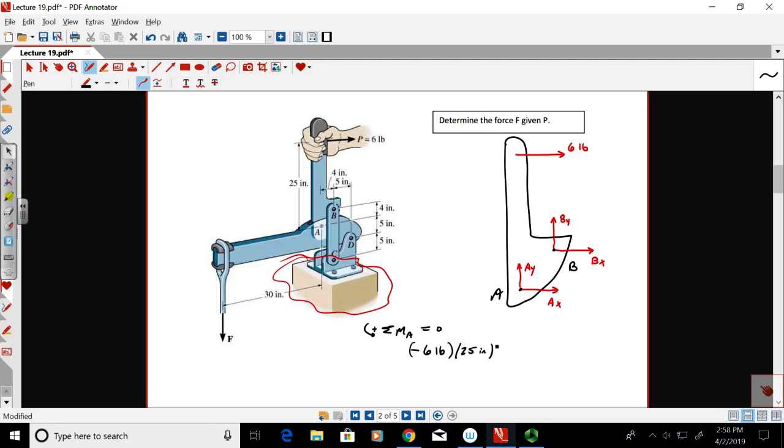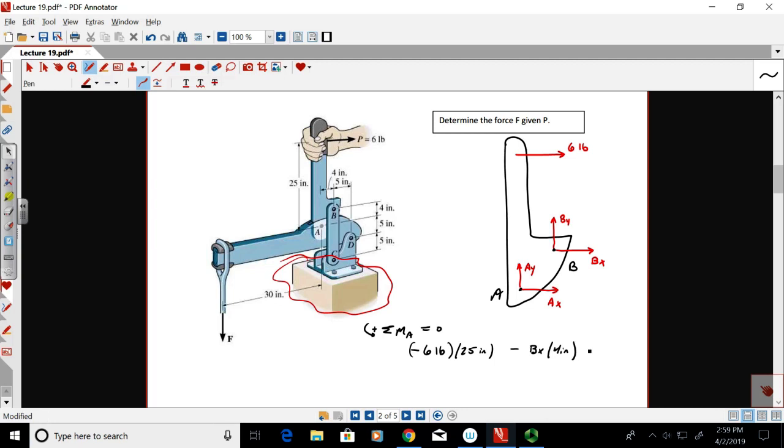Okay. Now, what about Bx? Then we got Bx. It looks like it is also a negative moment. The way I have it drawn, now it's possible I have it drawn incorrectly, right? It is very possible I drew this incorrectly. But that's okay. We'll figure it out later. The Bx looks like it is also clockwise around A. And what's its perpendicular distance from Bx to A? 4 inches, right?